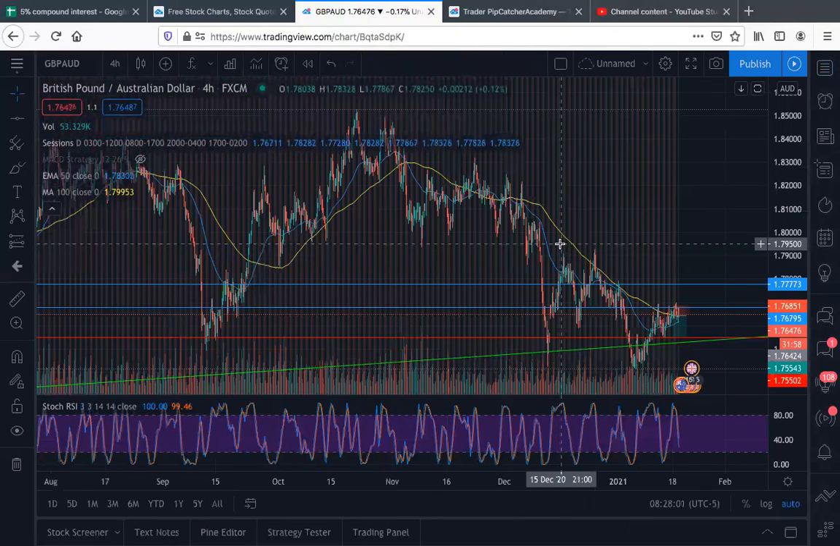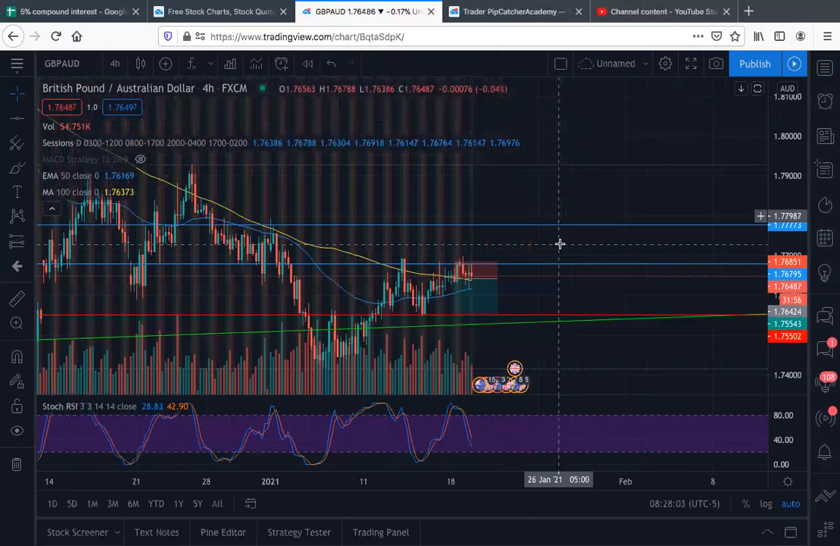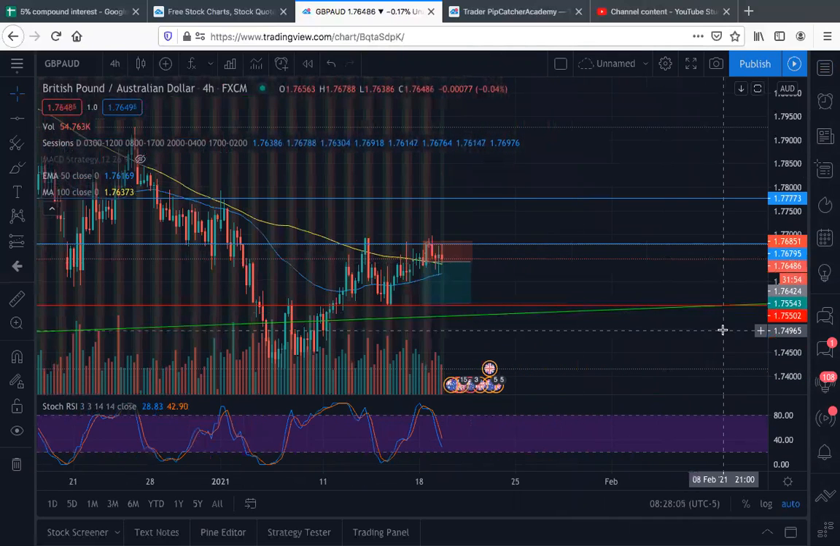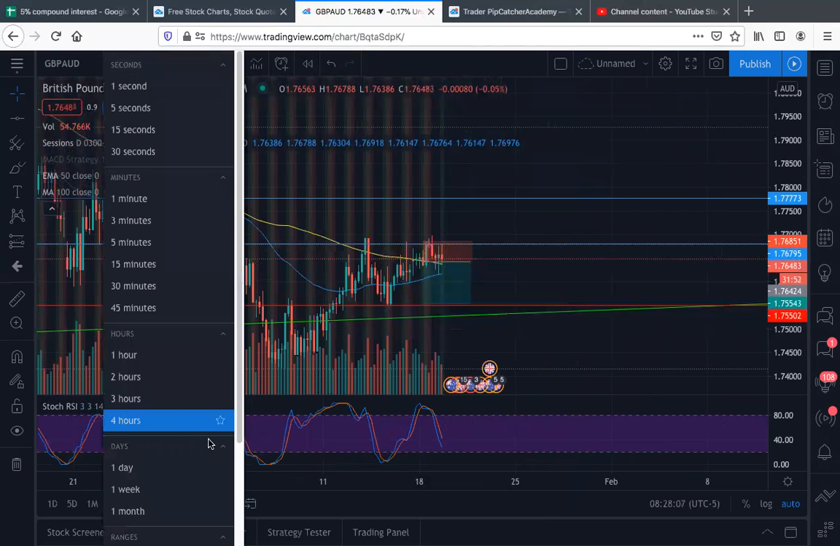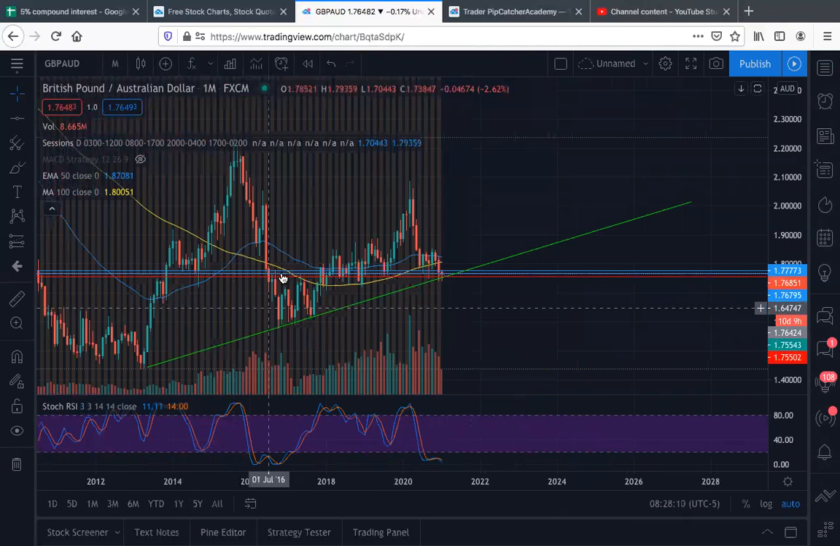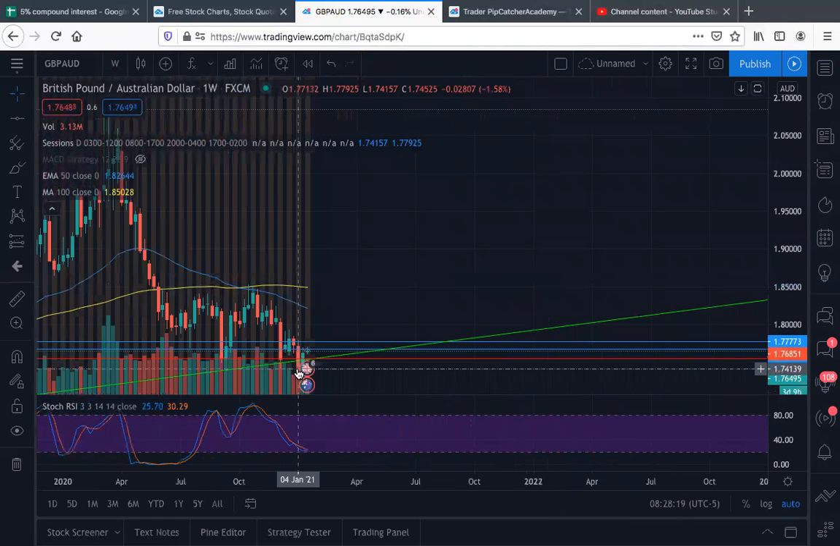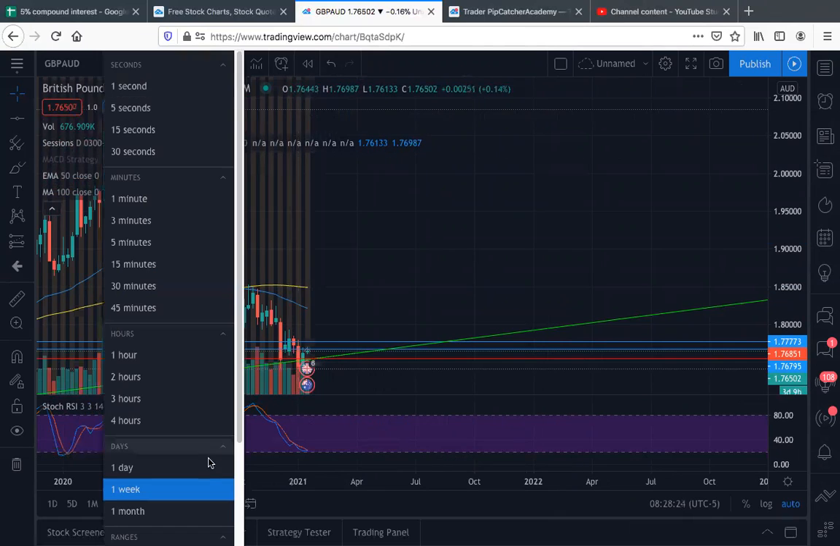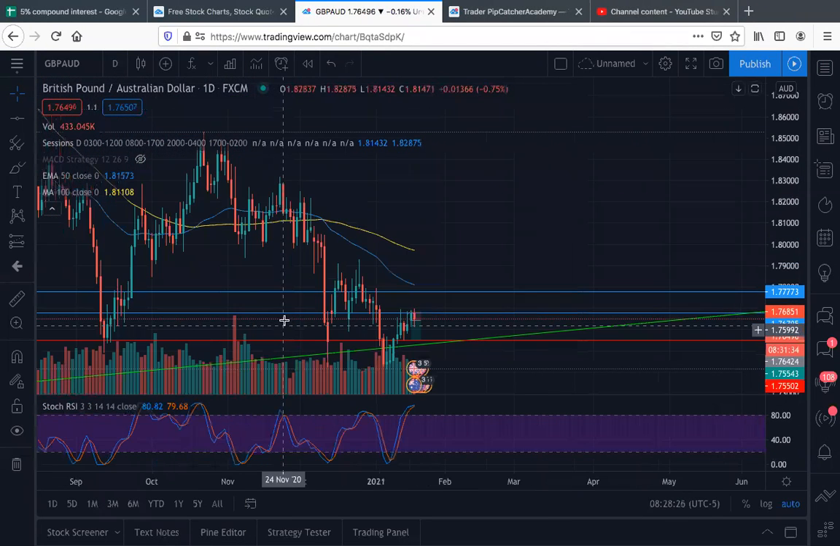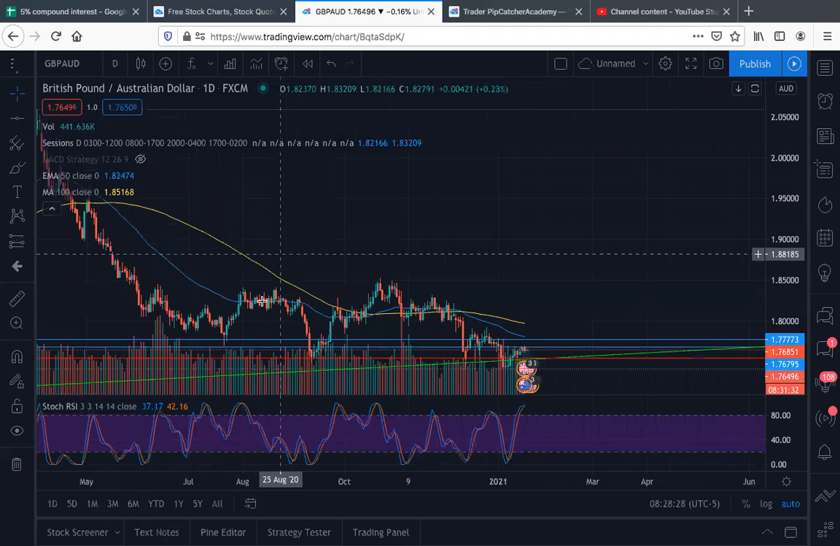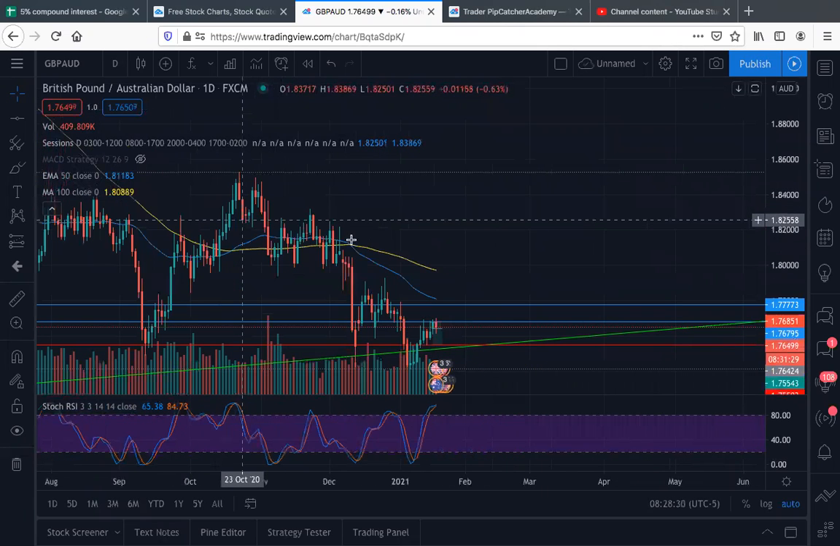Now let's look at GA. Back out. This one, the monthly has kind of a cross pointing down. The weekly is in oversold territory, and the daily is in overbought territory. All right, and we got that cross.